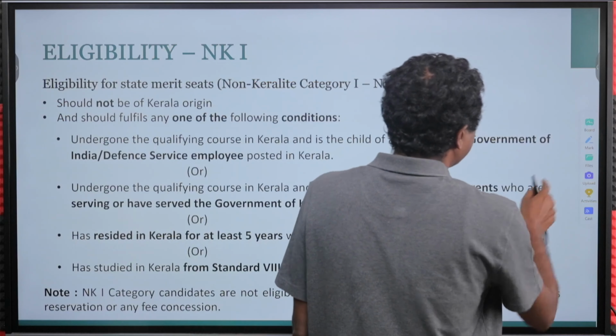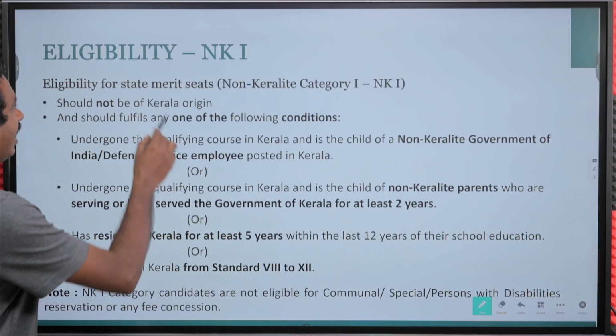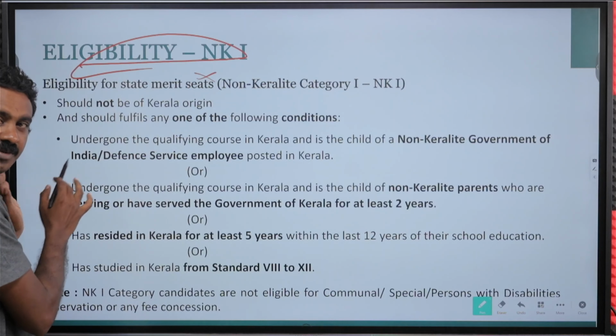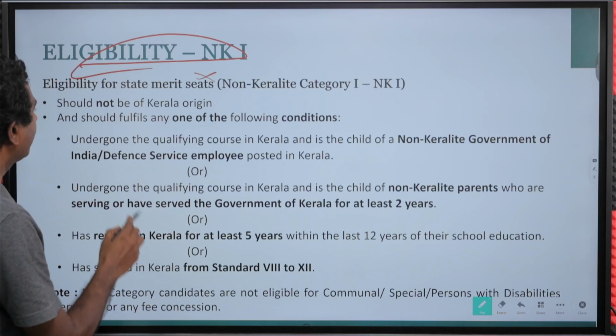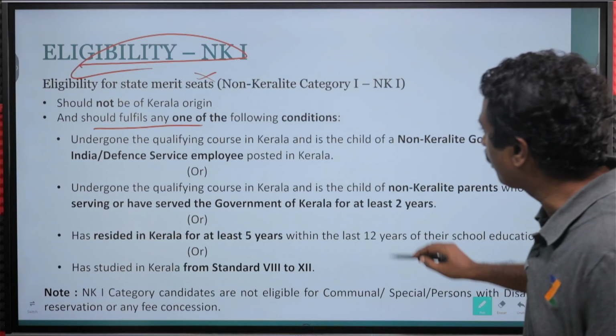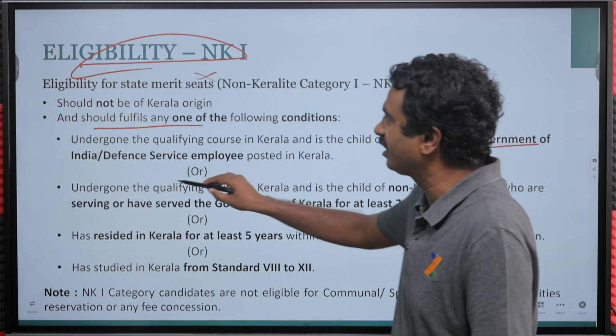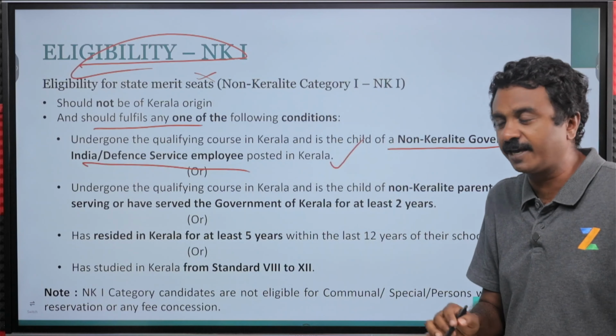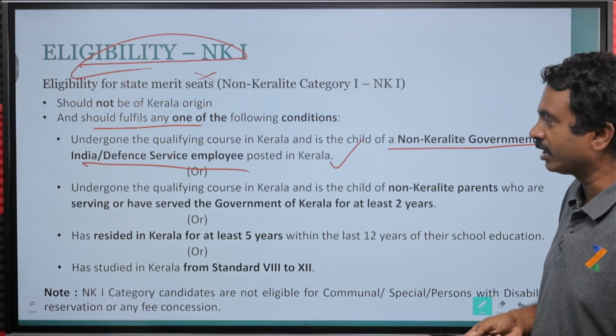Now, the next category is non-Keralite 1. Non-Keralite 1 is obviously anybody who is not a Keralite. First, all of them will apply only as Keralites. Non-Keralite 1 is somebody who fulfills any one of these criteria. If your parent is a non-Keralite Government of India or Defence Service employee posted in Kerala, then you come under the non-Keralite 1 category.